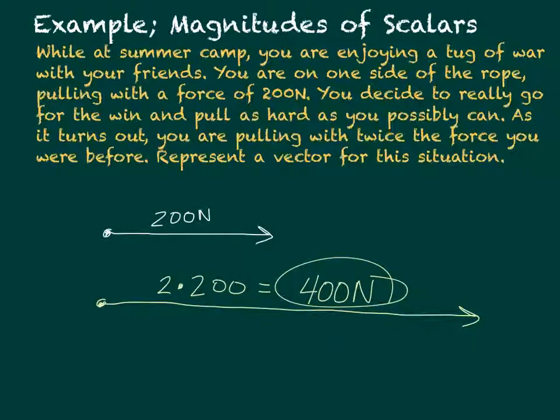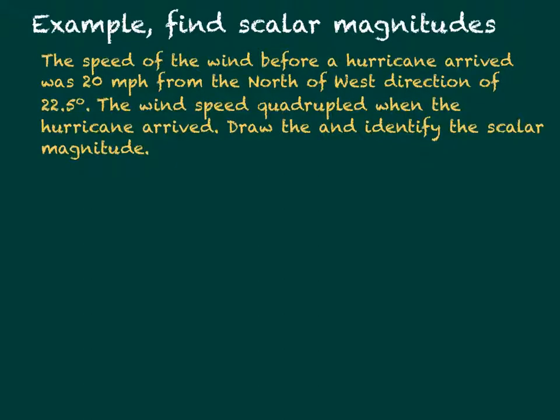All right, this next example, we're going to do the same thing. The speed of the wind before a hurricane arrived was 20 miles per hour from the north of west direction of 22 degrees. The wind speed quadrupled when the hurricane arrived. Draw and identify the scalar magnitude. Okay, so it's coming from north, east, south, west. It's coming from the north of west. So we're facing west and we're turning north. So it's coming from this direction up here.